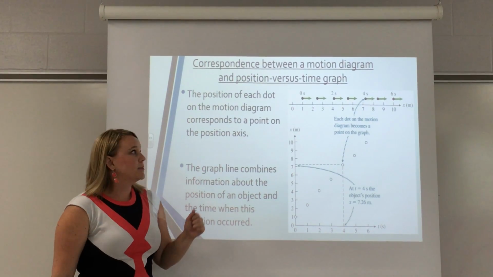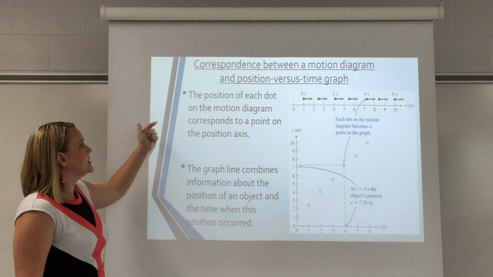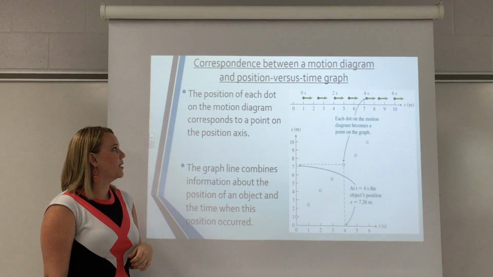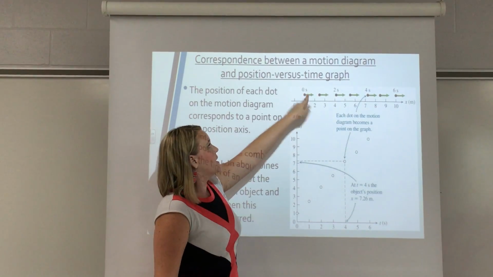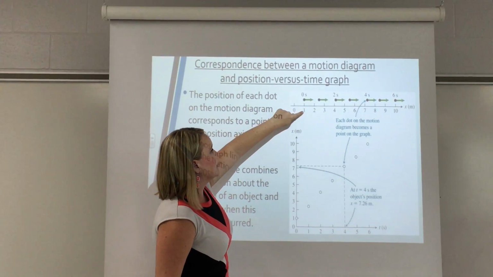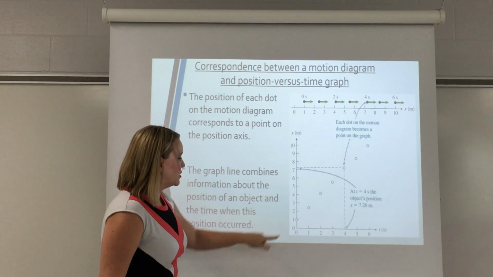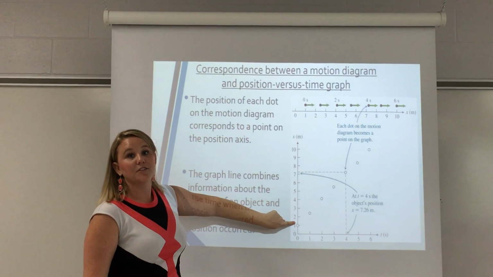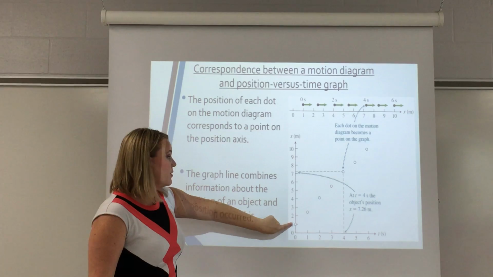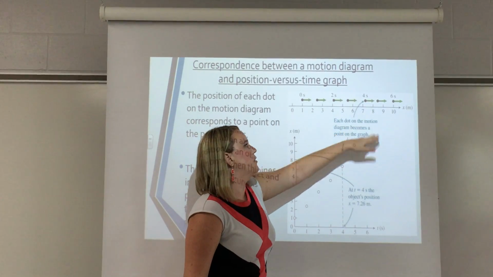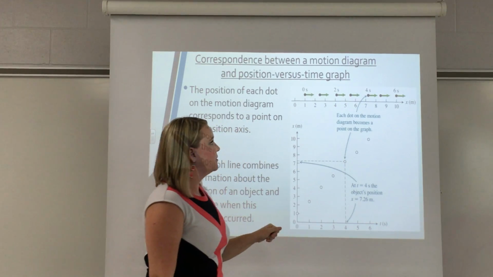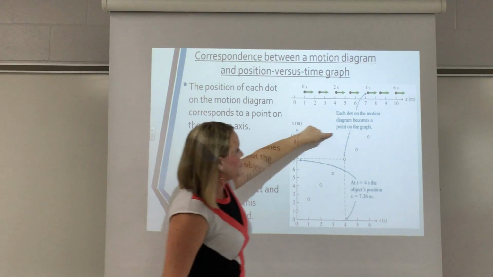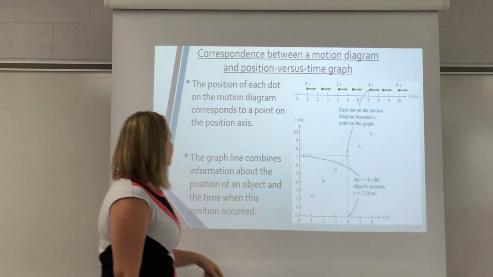Here's how motion maps can correspond to them. The position of each dot on the motion diagram corresponds to the point on the position axis. Your first dot at time equals 0 says that this person is at 1 meter. So we start right here. That's our starting position at time equals 0. And we go so on. After 6 seconds, they're at 10 meters. So 10 meters in 6 seconds.